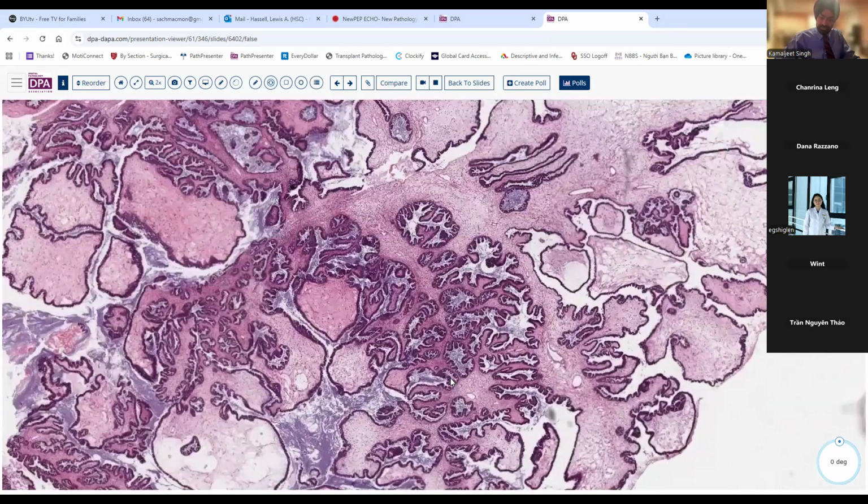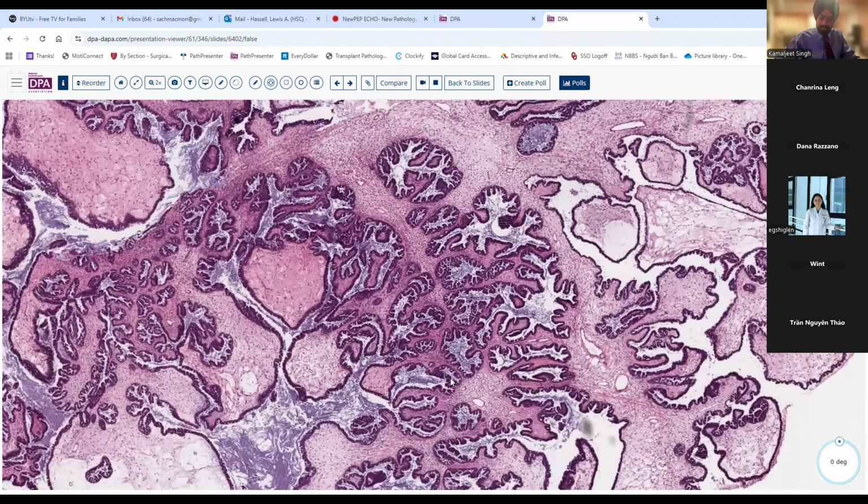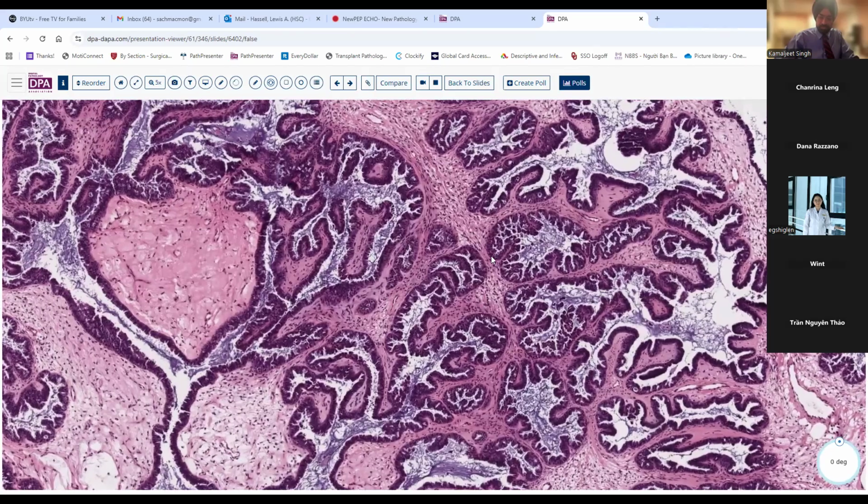And see the nuclear features there. But even the architecture at low power is quite complex. So it's too much to be a benign. Yeah, so this already is at least borderline. And so you've essentially been able to tell the surgeon already what they need to do next. And so primarily the pathologist on frozen section, your job is done at that point, although you can obviously evaluate this further and enjoy thinking about what it might be.